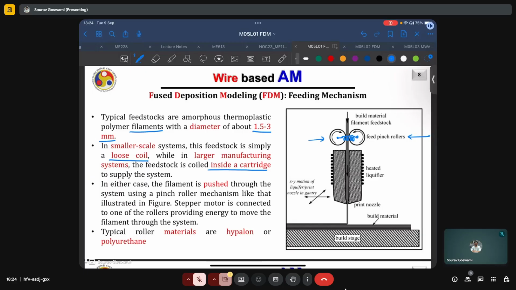This is called the pinch roller mechanism. A stepper motor is connected to one of the rollers, providing energy to move the filament through the system. Typical roller materials are hypalon or polyurethane if your filament material is thermoplastic. However, if your wires are metallic, then the typical roller materials will be different. There will be some metallic alloy, like some non-corrosive grades of steel, which may additionally require some surface hardening to have longevity.